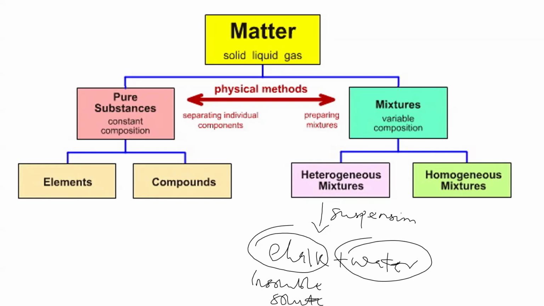And of course, a homogeneous mixture is a type of mixture in which each of the components of the mixture cannot be seen with the naked eye. Each and every component of the mixture cannot be seen with the naked eye. So these are the two types of matter, pure substances and mixtures, and one can change to another depending on the condition.